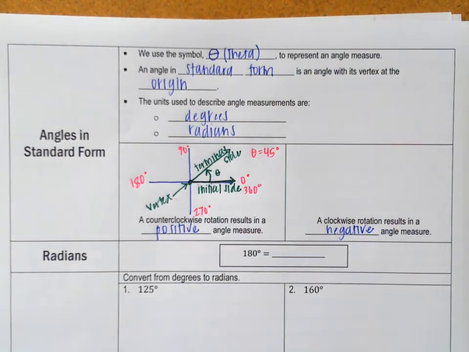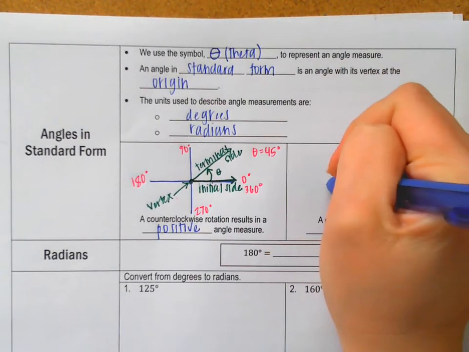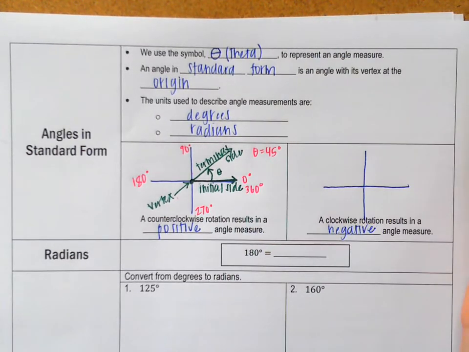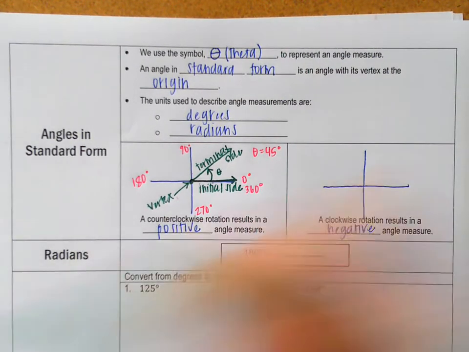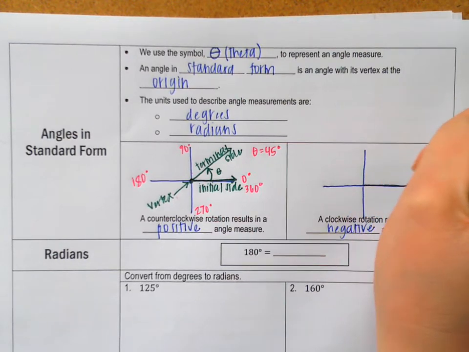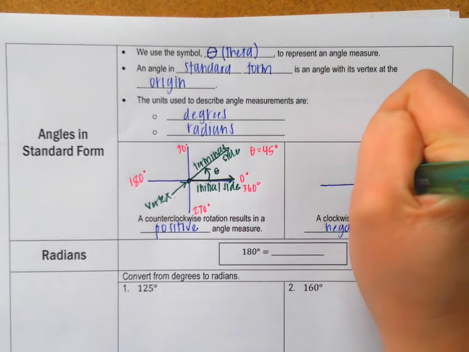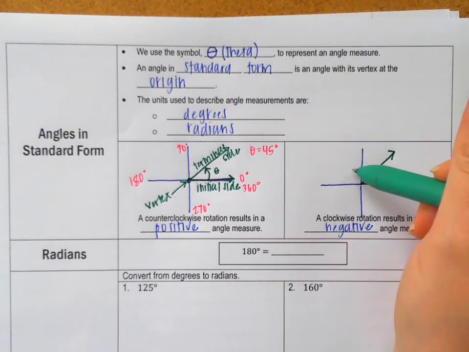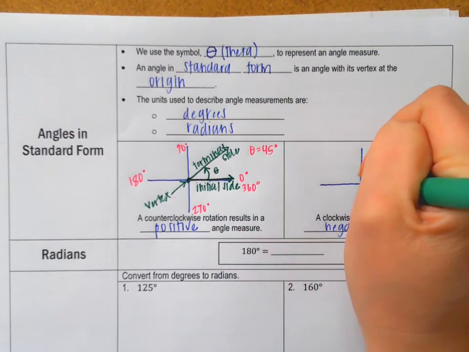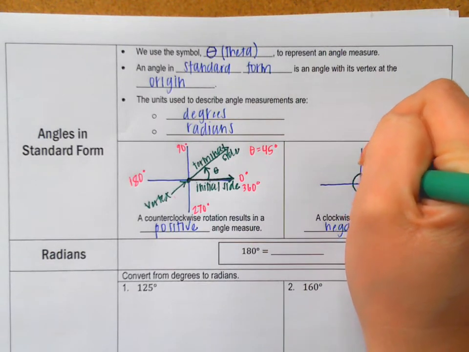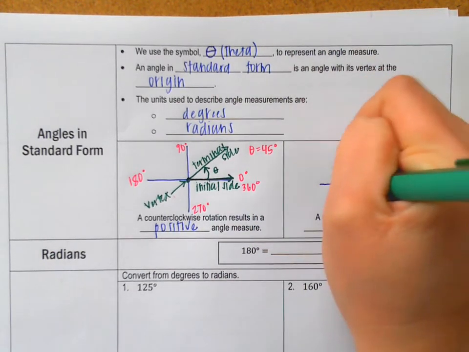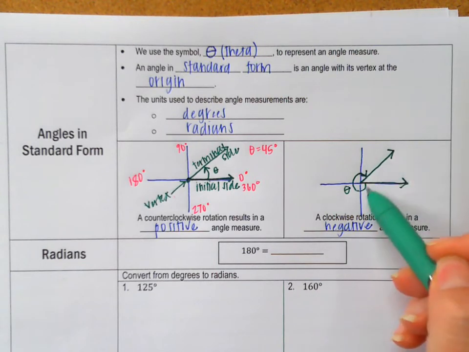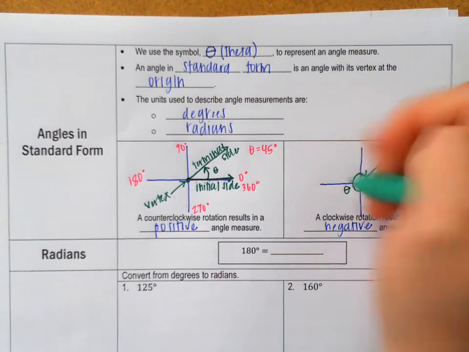So let's look at that and draw it out. I'm actually going to draw the same angle, from here to here. But instead of going counterclockwise, my angle measure is going to be from here to here. Now, this is still the initial side. This is still the terminal side. This is still my vertex. Nothing changed there.